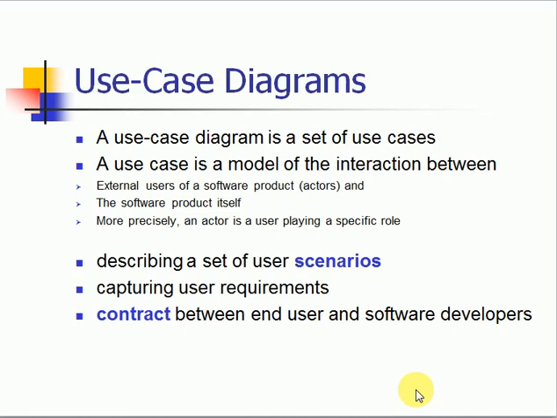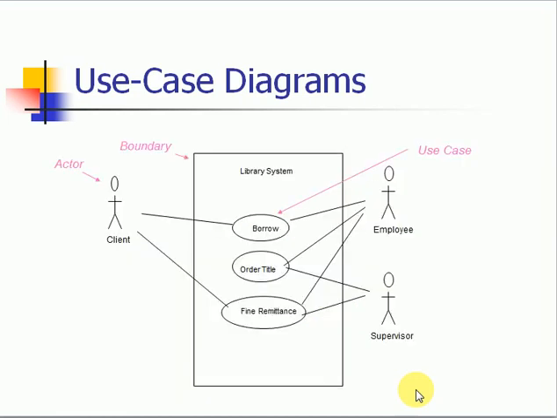A use case diagram is a set of use cases. It is a model of interaction between the external users of a software product and the software product itself. That means describing a set of user scenarios, because it captures the user requirements and the contract between the end users and the software developers. This is a sample use case diagram. A client is generally mentioned as an actor.